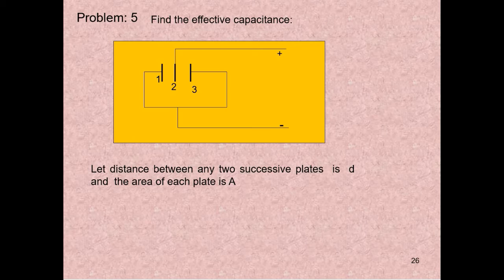See, two capacitors. Can you tell, sir? Suppose two capacitors have the values C and C. What will be the effective capacitance? They are in parallel. Sir, 2C. 2C. But here what is C? Epsilon naught A by d. A by d epsilon naught.